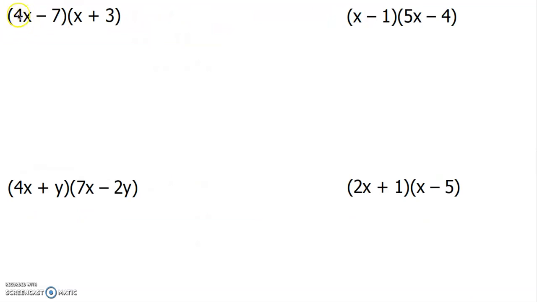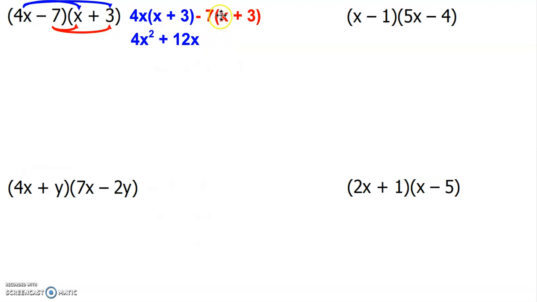Okay, next, you're seeing a binomial here that doesn't just look like x plus or minus a number. It can be any binomial that we distribute. So here I'm distributing 4x minus 7 across x plus 3. So I'm going to have 4x times x plus 3 and negative 7 times x plus 3. Distribute the 4x to the x plus 3 first. So we have 4x squared plus 12x. Minus 7 times x plus 3, we get minus 7x minus 21. And we combine our middle two terms. Positive 12 and negative 7 become a positive 5x.